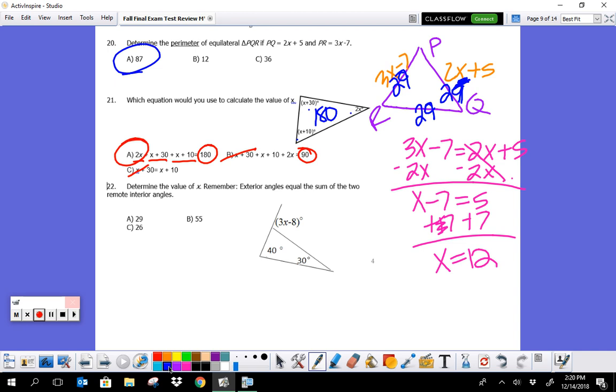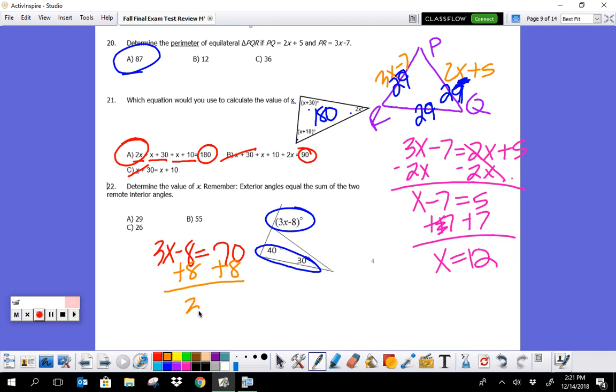22, determine the value of x. Remember, exterior angles equal the sum of the two remote interiors. So this exterior angle here is going to equal these two on the inside. So I'm going to have 3x minus 8 equals 40 plus 30 is 70. And then I just solve this. So I have 3x equals 78. And if I divide by 3, I get 26.